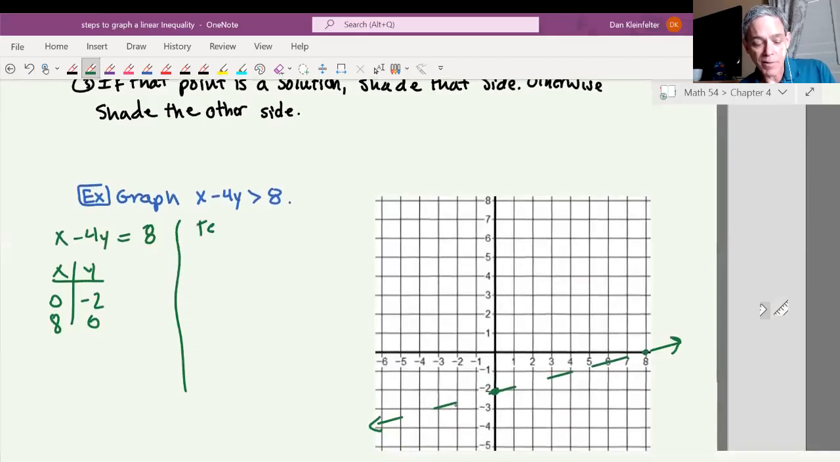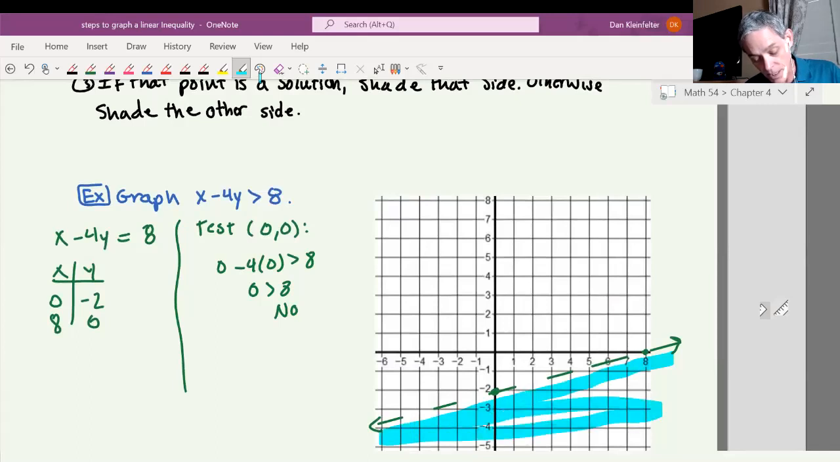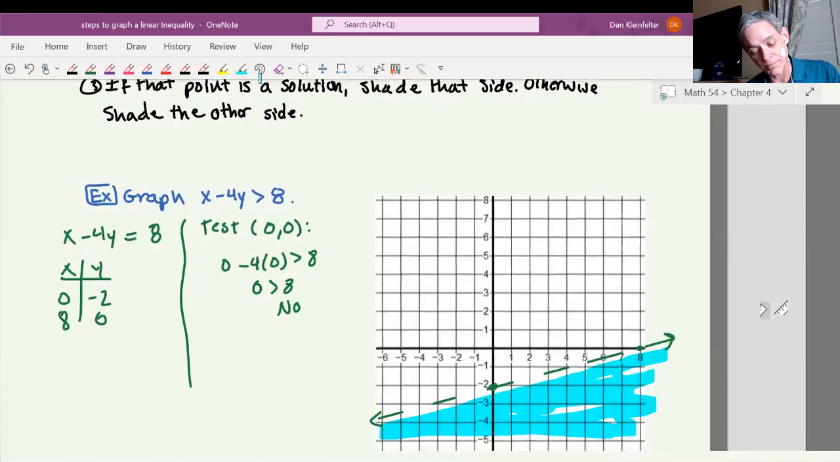Then I'm going to test a point not on the line. I'm going to test the origin because, again, 0 is easy to work with. 0 minus 4 times 0 is greater than 8. 0 is greater than 8. No. The origin fails. So that means that the solutions are not on the origin side. They're on the other side. So we'll shade below the line.